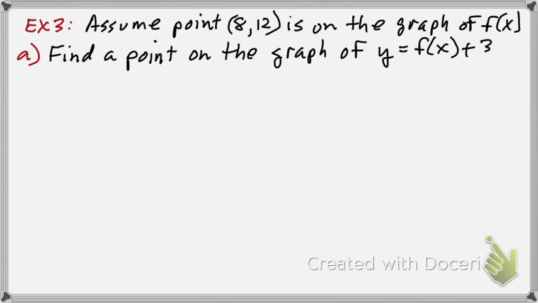Now, what's that plus 3 telling us? It's not inside the parentheses, so it's telling us what? That's D. That says go up 3. Now, if I'm going up 3, am I messing with the x's or am I messing with the y's? Y's. So I leave the x's alone, so the point 8, I add 3 to the 12, and I get 15. That point would be on the new graph.